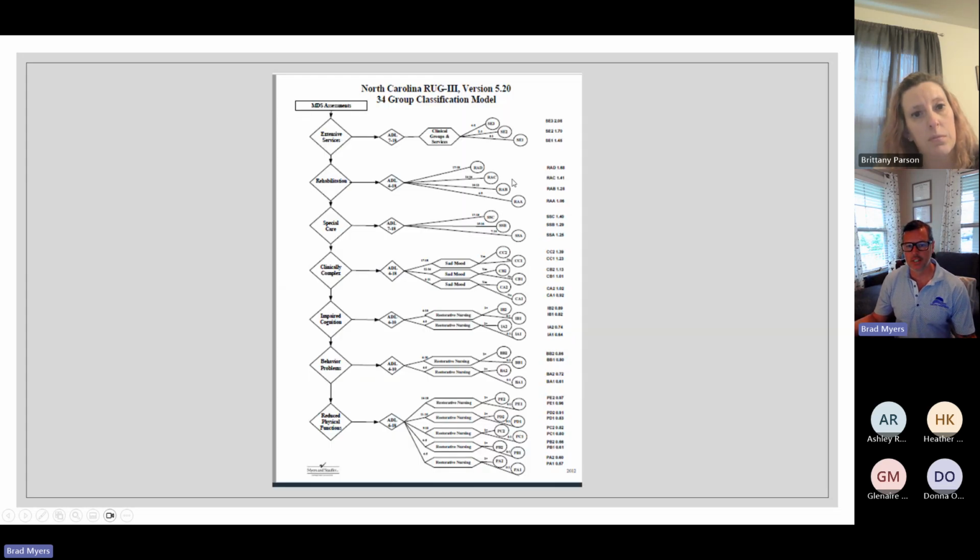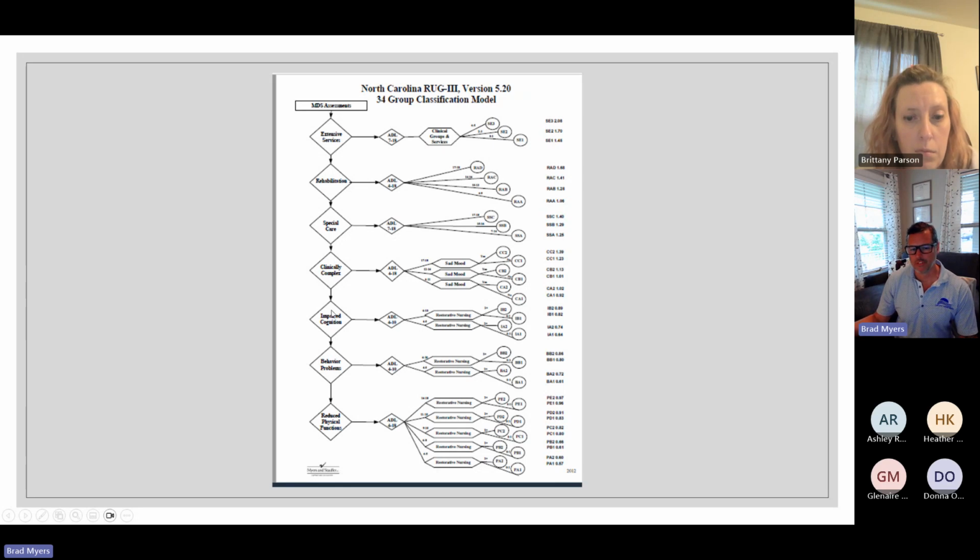So I want to start with this. This is the case mix tree that I've shown you. We'll start over to the left. We're talking about the broader RUG levels, at least until October 1st of 2025. This is the case mix tree, and these are the RUGs over here in these left diamonds that we're going to be dealing with for reimbursement. Broadly, the higher up on this tree the RUG level is, the more the reimbursement. It doesn't always work out that way.